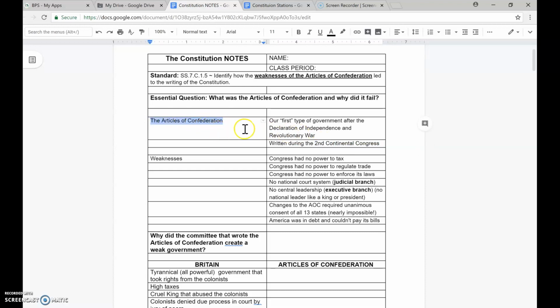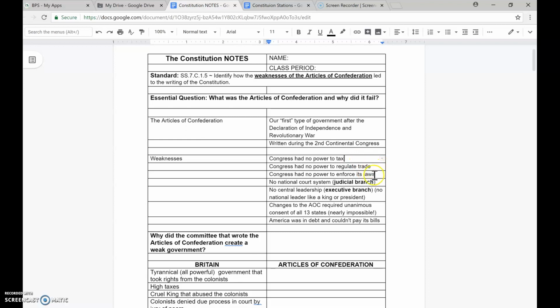This was the first type of government after the Revolutionary War. This was the first type of government we had in America. It flopped. It was awful. It didn't work. It had a lot of weaknesses. One, Congress had no power to tax. They couldn't tax people, so they went broke. They couldn't pay their debts from the war.